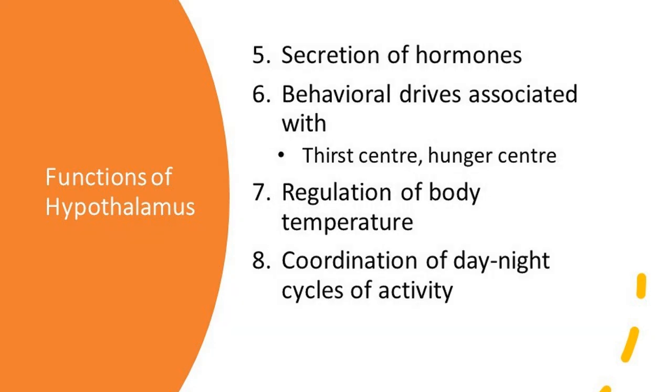Hypothalamus also secretes hormones. Some of the behavioral drives are associated with thirst, and hunger is related to hypothalamus because the thirst center and the hunger center is located in the hypothalamus. It also has the body temperature thermoregulatory center, and that regulates the body temperature and coordination of day-night cycles activity.